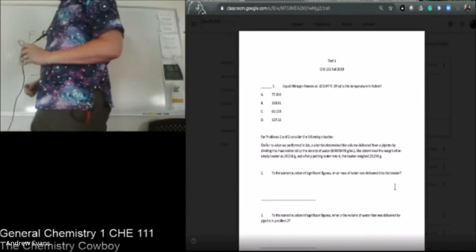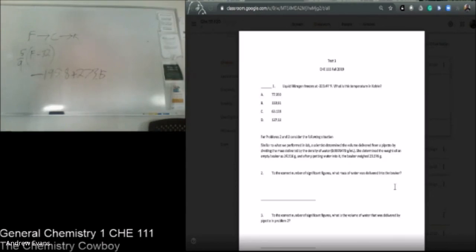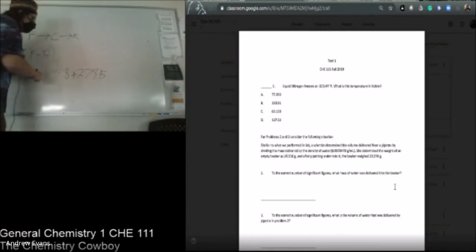Question 2 is a lab-based question. Actually, question 2 and question 3. Similar to what we did in lab, a scientist determined the volume delivered by a pipette by dividing the mass by the density of water. They determined the weight of the empty beaker to be 24.316. After pipetting the water into it, the beaker weighed 29.376. To the correct number of sig figs, what is the mass of water delivered? And then to the correct number of sig figs, what is the volume of water delivered? So this is a practical sig fig problem.